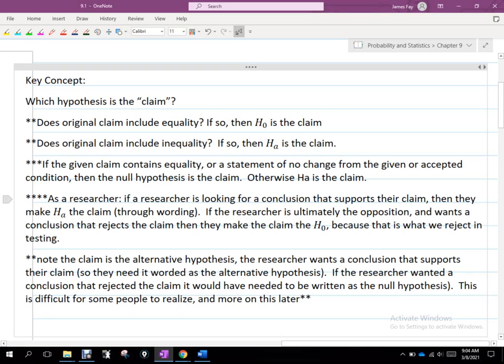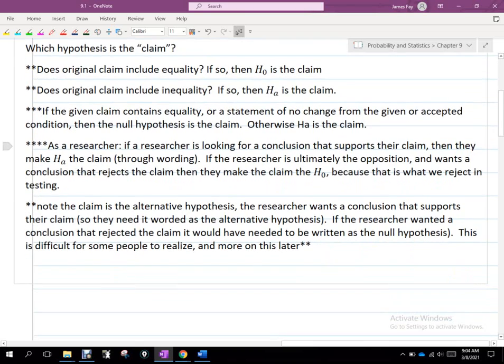It says if the researcher is ultimately the opposition and wants a conclusion that rejects the claim, remember the thing that we reject is the null hypothesis, right? So through my wording, I will make the null hypothesis my claim, and then my sampling data will tell me whether to reject that or not. So note the claim is the alternative hypothesis when the researcher wants a conclusion that supports their claim, so they need it worded as the alternative hypothesis. If the researcher wanted a conclusion that rejected their claim, it would have needed to be written as a null hypothesis. This is difficult for some people to realize, and we'll talk about more of this later.